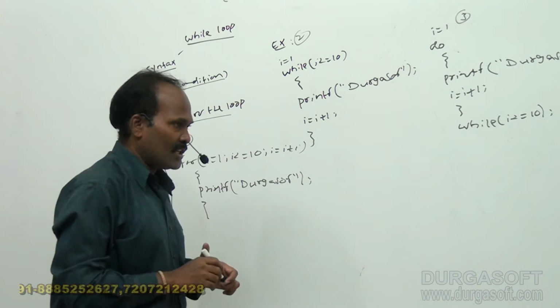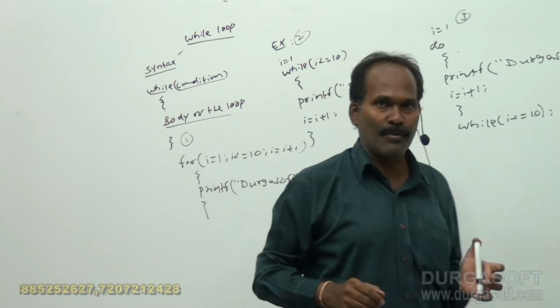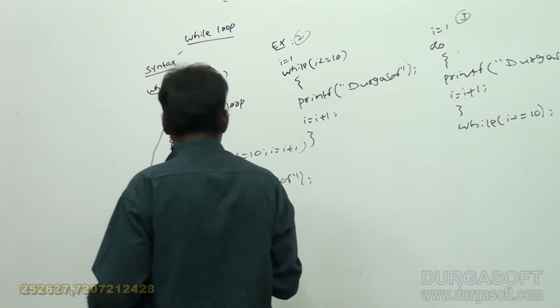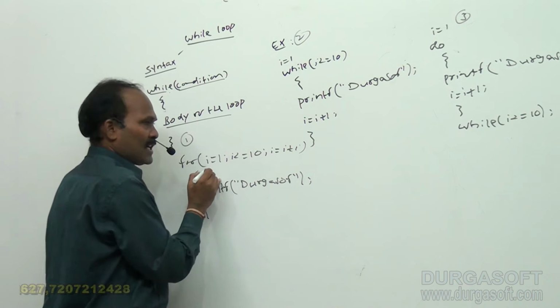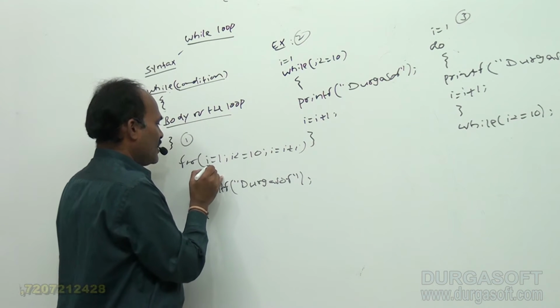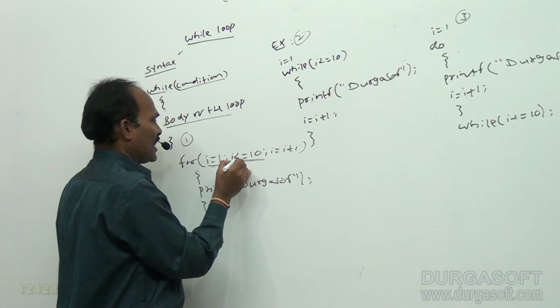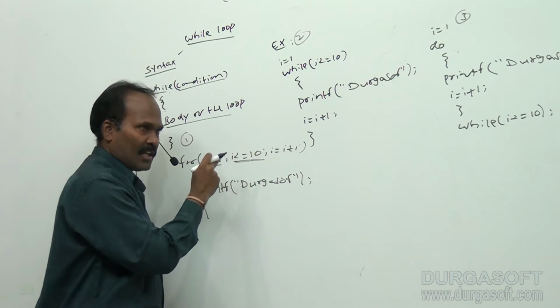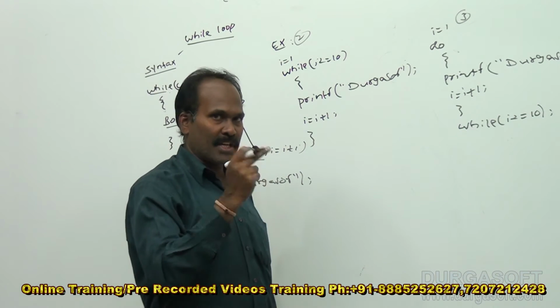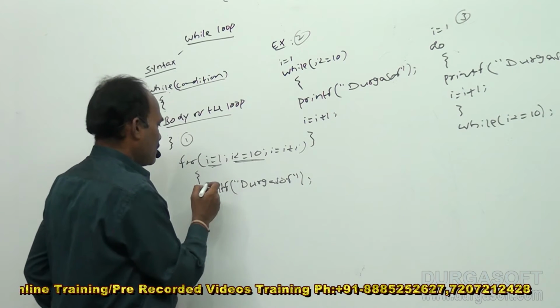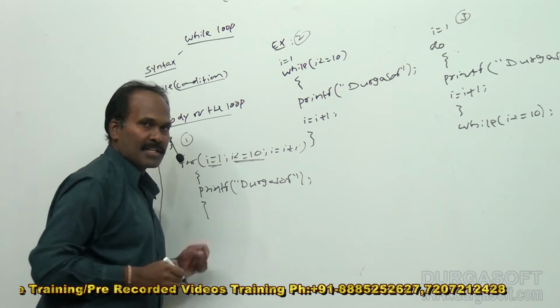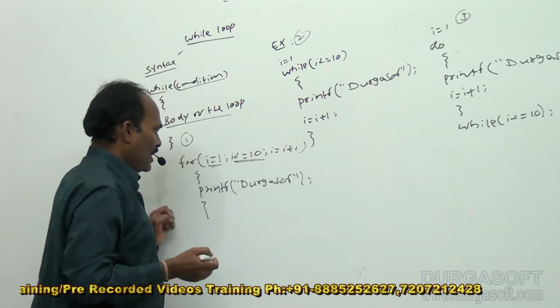Now I will compare these three types of loops. In the case of for loop, as we discussed in the last video session, this is called initialization. This is condition checking. Whenever the test or condition becomes true, the body of the loop will be executed.